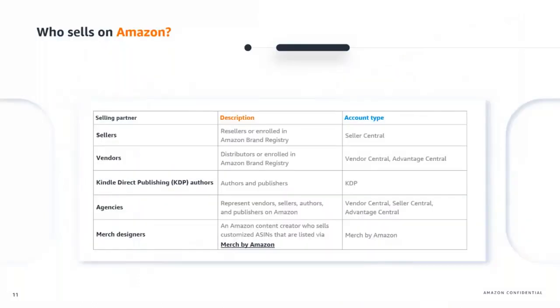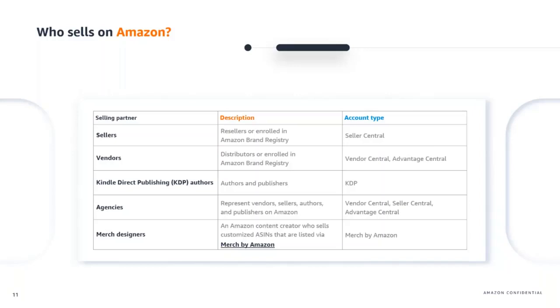We'll start with some key retail information that is very important for you to know. So first, we're going to go through who sells on Amazon and where they can go to manage their retail accounts. We have several types of selling partners on Amazon, which include sellers, vendors, KDP authors, agencies, and merch designers. A seller can be someone that's a reseller, someone who doesn't own a brand, or someone who's enrolled in Amazon Brand Registry. And a vendor can be a distributor or someone who's enrolled in Amazon Brand Registry.